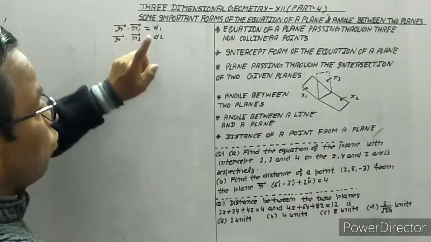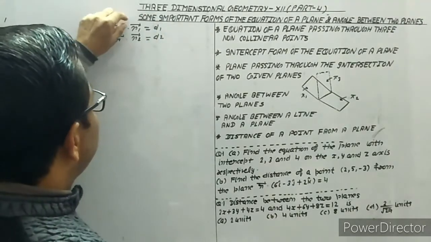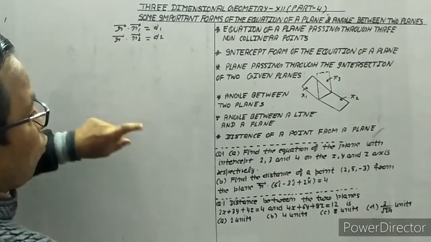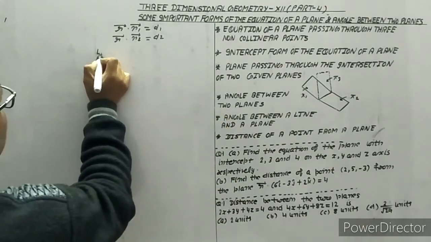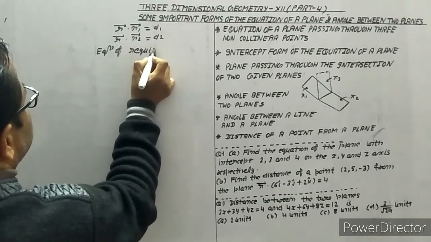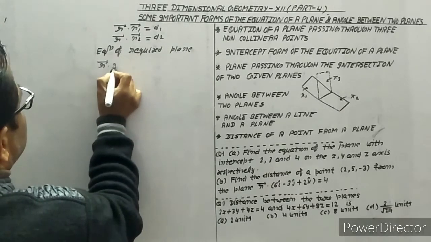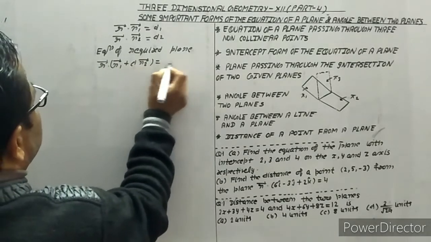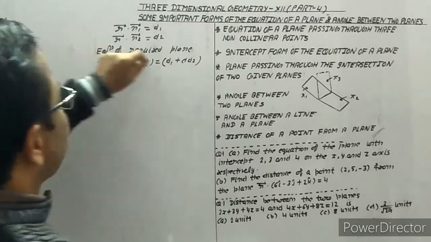Again I am revising this part: if we have to find the perpendicular distance from the origin, then this vector n1 should be a unit vector. Now we have to find the equation of the plane passing through the intersection of these two given planes. So you will say the equation of the required plane is given by vector R dot (vector n1 plus lambda vector n2) equals d1 plus lambda d2. This is the equation of the required plane.